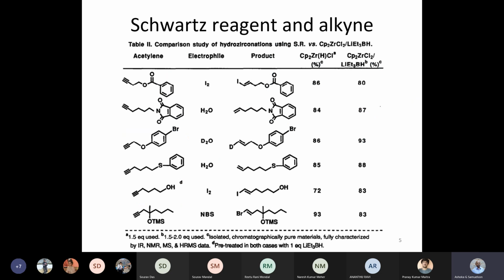So I'm just going to give you an example from a paper which has done this reaction with a variety of alkynes, and you can see that the electrophile has been changed. In this particular case, the electrophile is I plus. In this case it's I plus. In this case it is H plus. In this case it's D plus. And with NBS, N-bromosuccinimide, it is Br plus.